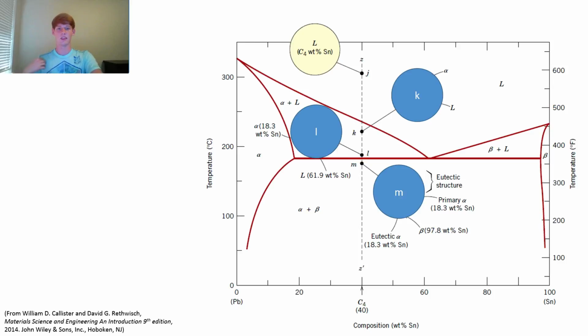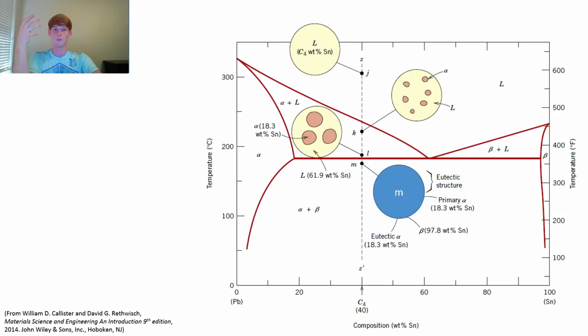So now let's say the same thing, but from a different point of the graph, and this time we're going to pass through the eutectic line, and I'll talk about that in a second. So at point J, it's completely liquid. As it passes through K, little bits of alpha begin to pop up. As you get closer down, more alpha begins to accumulate. Now we pass through the eutectic line to reach M.